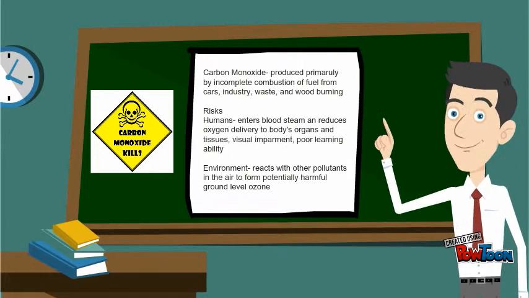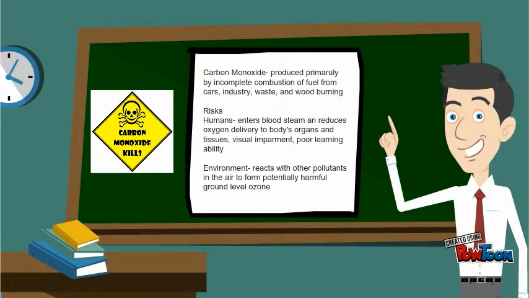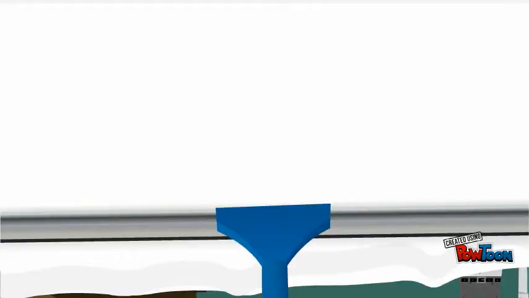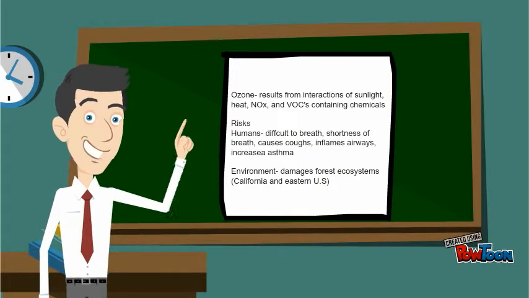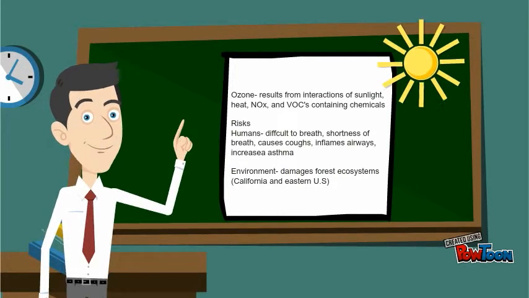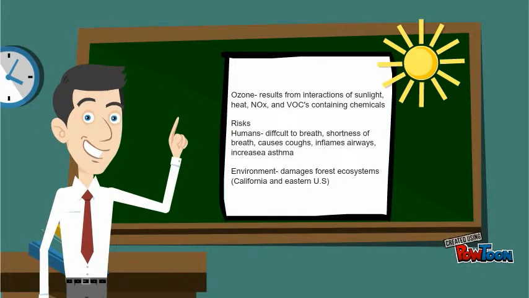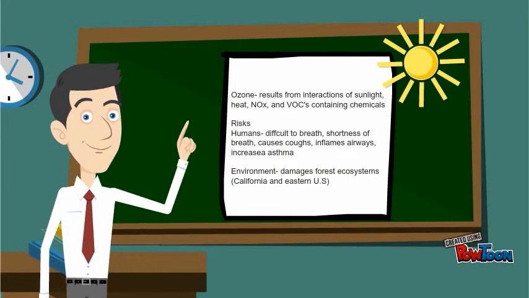It causes visual impairment and poor learning ability. Environmental impact is that it reacts with other pollutants in the air to form potentially harmful ground-level ozone. Ozone results from interactions of sunlight, heat, NOx, and VOC-containing chemicals. Risks to humans are that it causes difficulty breathing, shortness of breath, coughs, inflamed airways, and increases asthma.